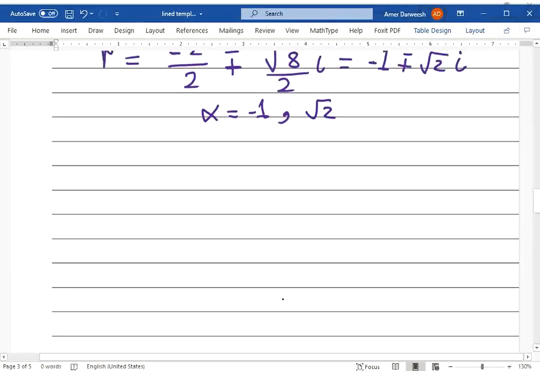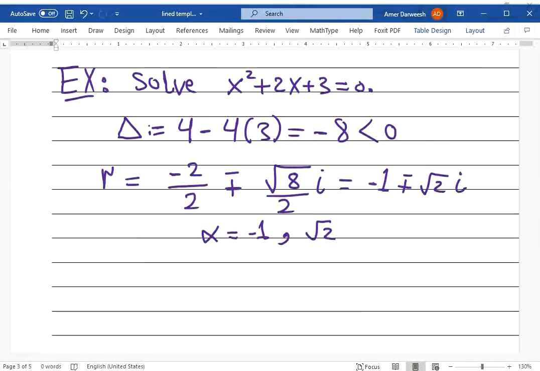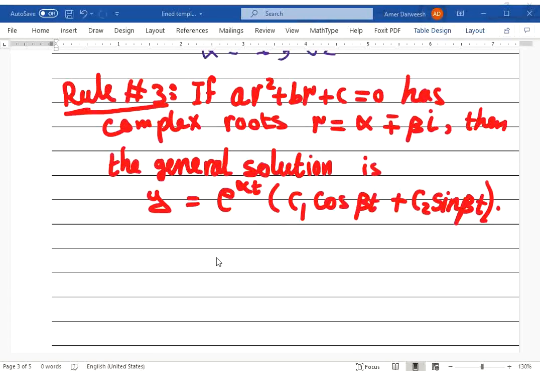الآن إحنا على استعداد في كتابة القاعدة أو rule number 3 لإيجاد حل المعادلة التفاضلية. إذا الرول number 3 بتحكي: if ar squared plus br plus c equals 0 has complex roots alpha plus minus beta i, then the general solution is of the form e to the alpha t times c1 cosine beta t plus c2 sine beta t. إذا الريال بارت هاي بيعطينا exponential function. الكومبلكس part بيعطينا الكوساين والساين solutions. إذا together I have two free constants للإكويشن اللي هي second order.